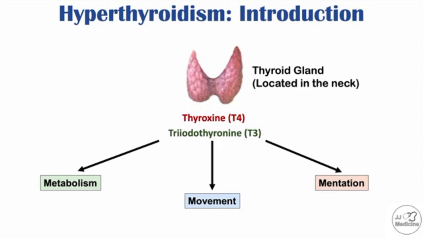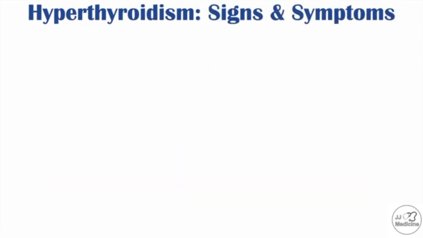So if there is too much or too little thyroid hormone, we're going to see problems in each of these three domains. Now, in the case of hyperthyroidism, we're going to see higher levels of these thyroid hormones. And so we're going to see increased activation within each of these three domains of functioning. So this is going to help us better understand why signs and symptoms occur. Now let's actually talk about the signs and symptoms of hyperthyroidism.